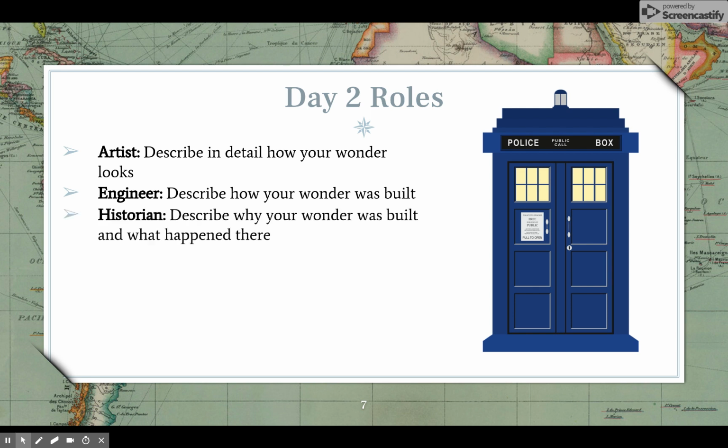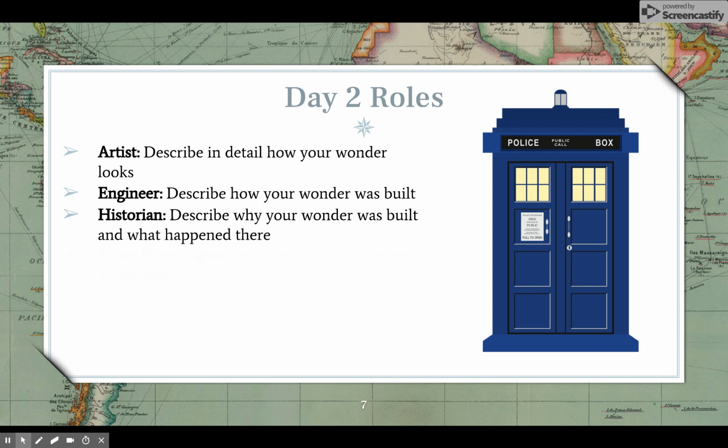Okay. The historian, they are going to describe why the wonder was built and what happened there. So we want to know, what did they make this thing for? What did they use it for? The culture that you're studying, and then what events happened there. So, what events can you point to that happened at your wonder? Now, I want to clarify something here. In some cases, we don't know. So, for example, if you were doing Stonehenge, we don't really know what it was used for or what events happened there. So, you're going to have to make some educated guesses, and that's okay. I worded the worksheet to make that work for you.